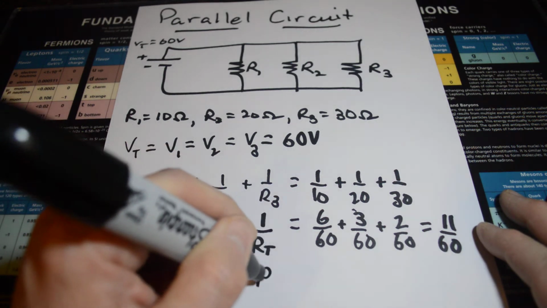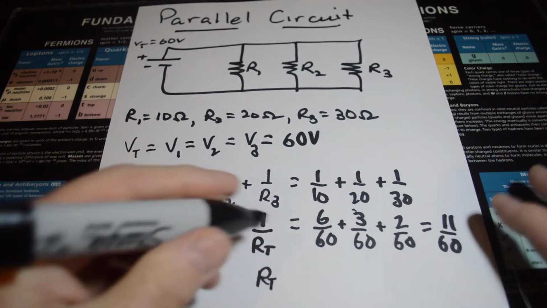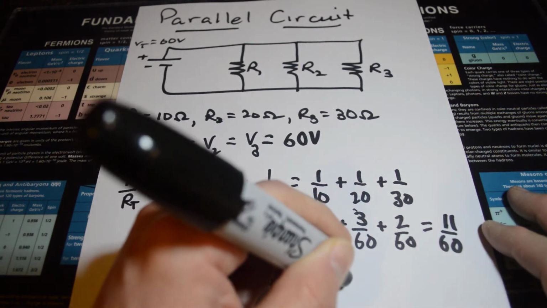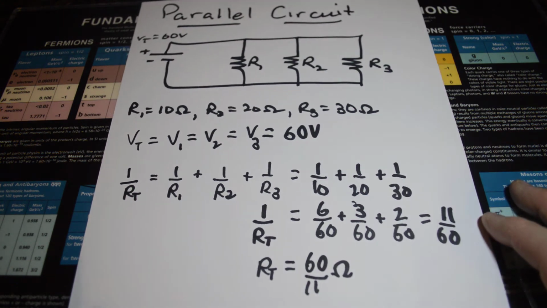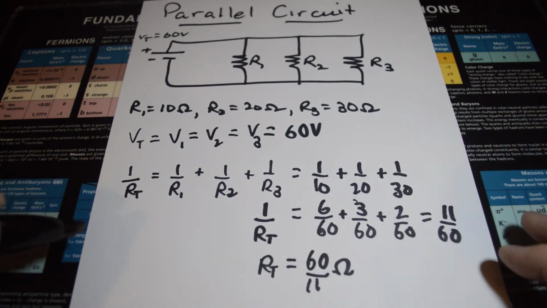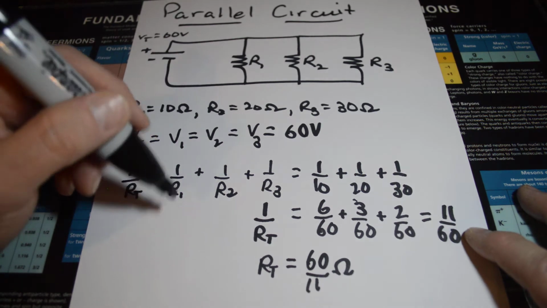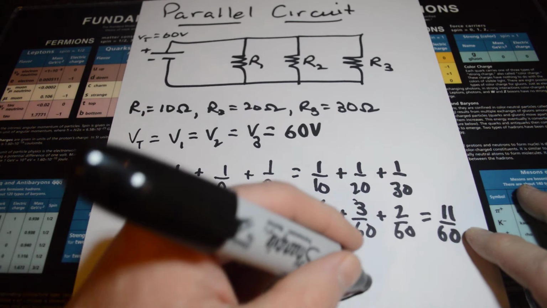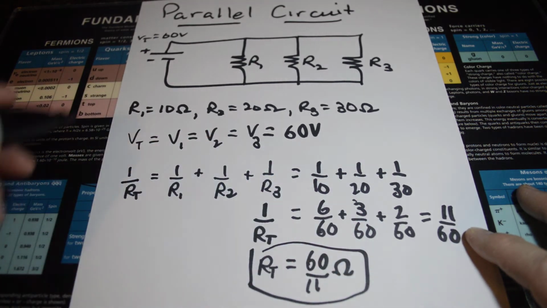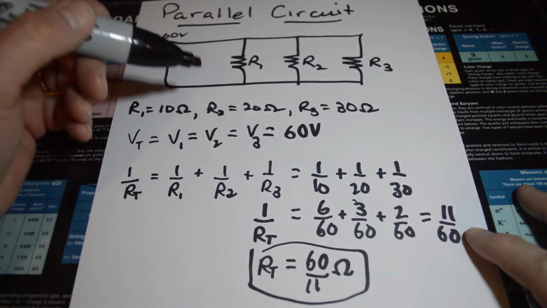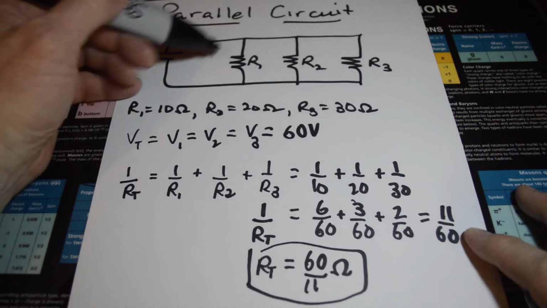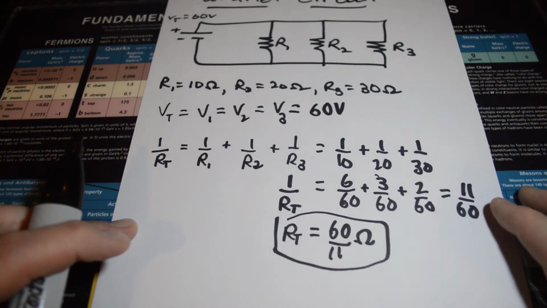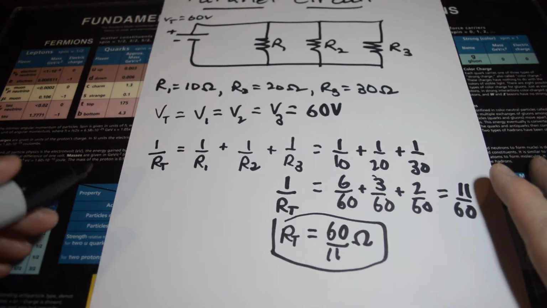So if you want to know what our total is, you have to take the reciprocal of both sides of that, and that would be 60 over 11 ohms. 60 over 11. Think about that for a second. In the last slide, we said that the total resistance for series was greater than any one of the resistors. Here, the total resistance is less than any one of those. 60 over 11 is less than 30, 20, or even 10 ohms of resistance. So that's something significant. You're getting a lot more current in this type of circuit.